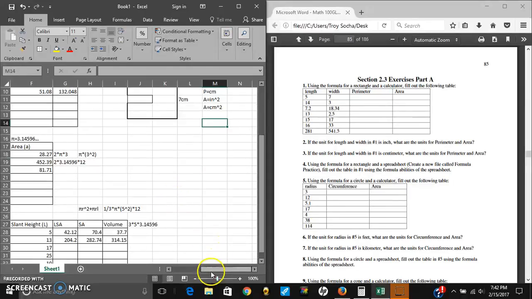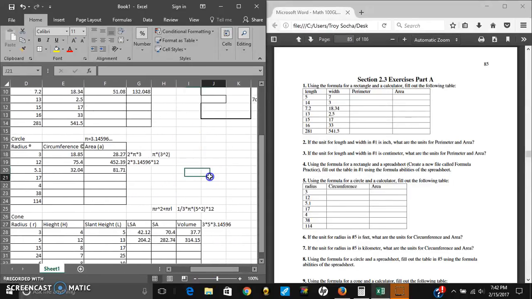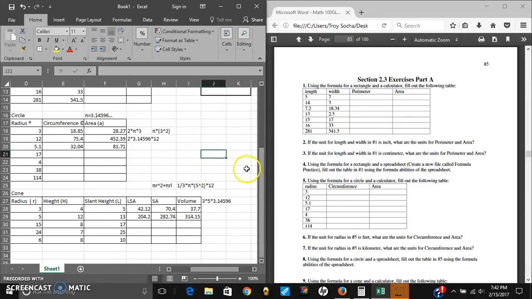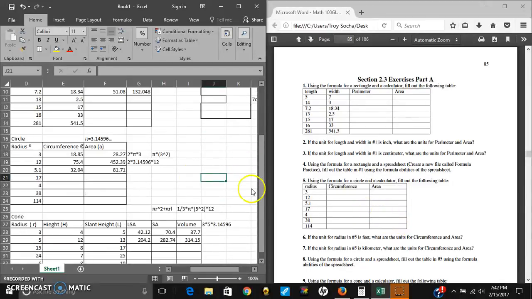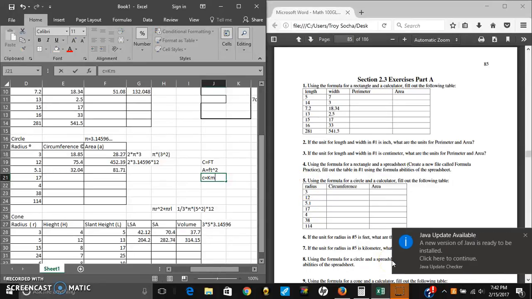This next one, and we'll show you how to do the formulas in a second, is going to ask us about circumference and area. Circumference equals perimeter. So if that's true, then this one wants it in feet, so the circumference would be feet and our area would be feet squared. And this next one is asking for kilometers. So our C would be just in kilometers, and our area would be in kilometers squared.